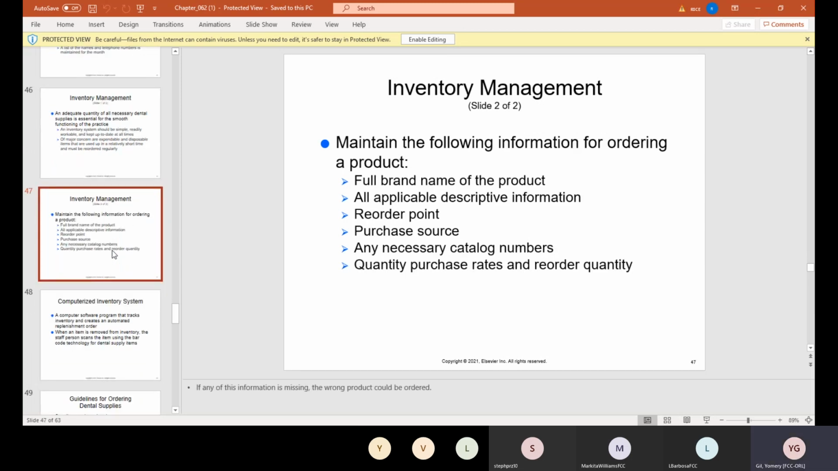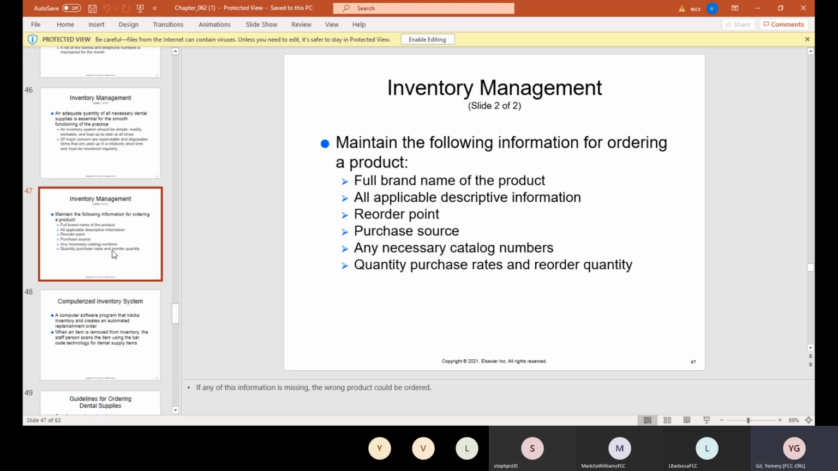Maintain the following information for ordering a product: full brand name of the product, all applicable descriptive information, and reorder point. A reorder point is basically, let's say we have cotton gauze that we put in the patient's mouth, and our reorder point is when we have 1 pack left. At that point, you have to let whoever's in charge of orders know that we have only 1 pack left and we need to order more.